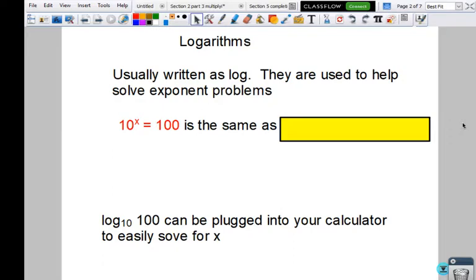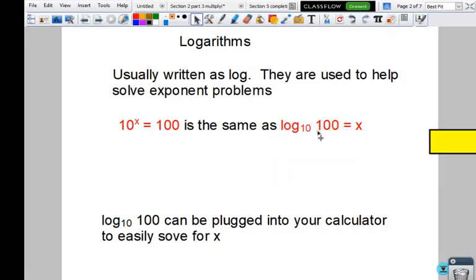Okay, so we're going to be looking at logarithms today. And logarithms we usually write as log. And they are used to help solve exponent problems. So for example, 10 to the x equals 100 is the same thing as log base 10 of 100 equals x.